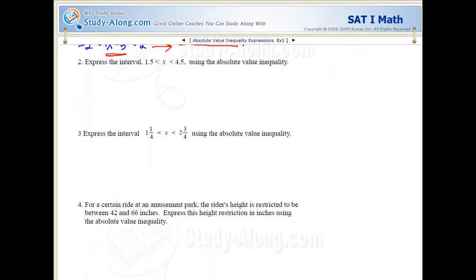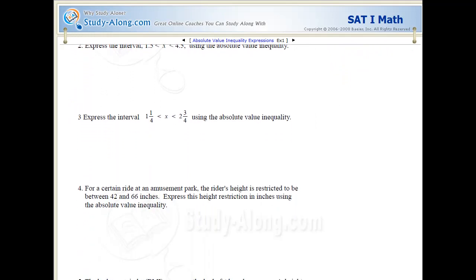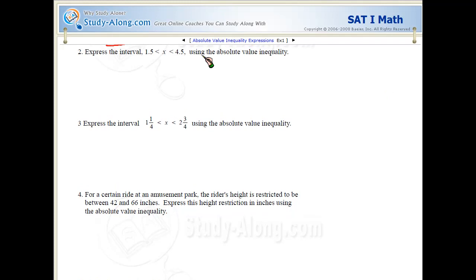Alright, number 2. Make sure you can see it. Express the interval 1.5 is less than x, which is less than 4.5, using the absolute value inequality. Now, it's a little bit different from what we're used to dealing with, but bear with me. It's not hard. You just have to understand where it's coming from. So, what did we say was really important about the absolute value? It's the fact that it's symmetrical.